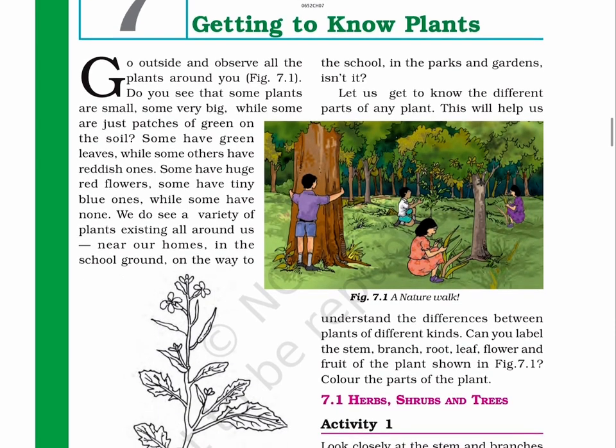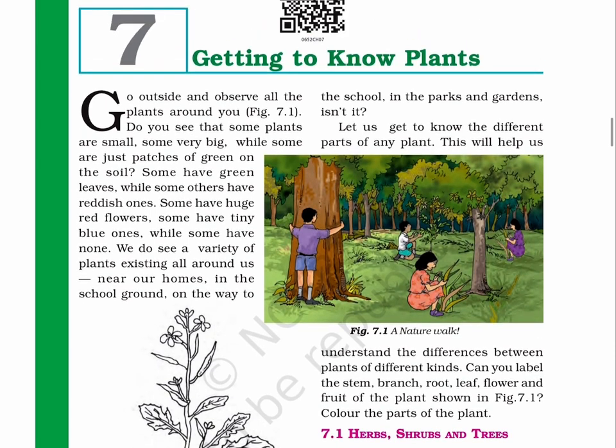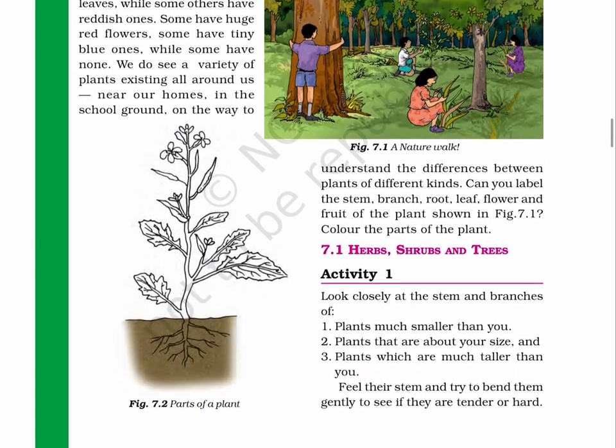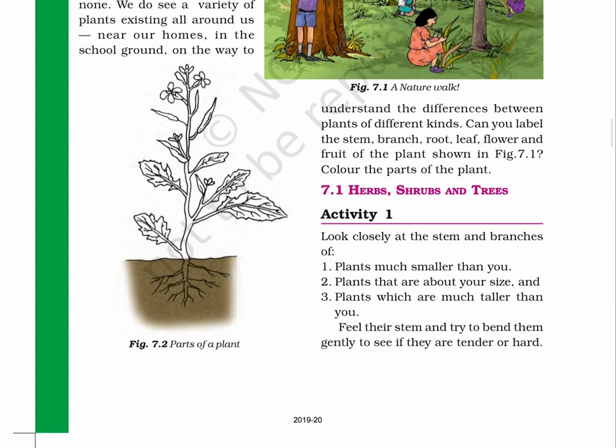Let us get to know the different parts of any plant. This will help us understand the differences between plants of different kinds. Can you label the stem, branch, root, leaf, flower and fruit of the plant shown in figure 7.1? Color the parts of the plant. Figure 7.1. A nature walk. 7.1. Herbs, shrubs and trees.